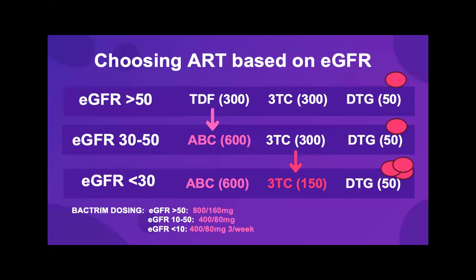Also, just a quick note on Bactrim dosing changes. When your EGFR is between 10 and 50, you give half the dose of 480. And then if the EGFR is below 10, you give that same half dose, but you only give it three times a week, not every day.